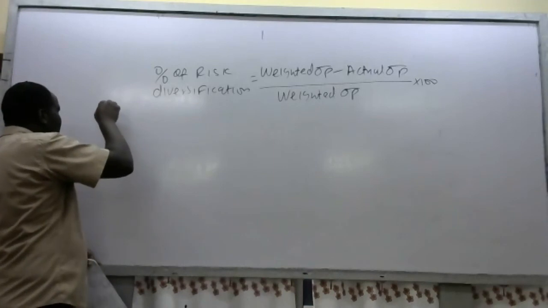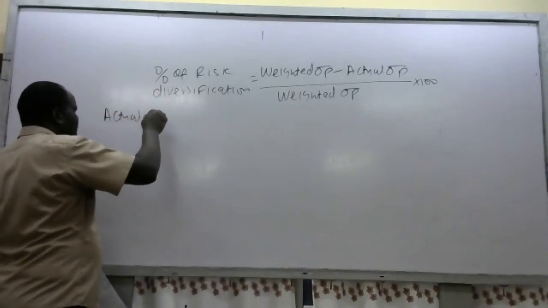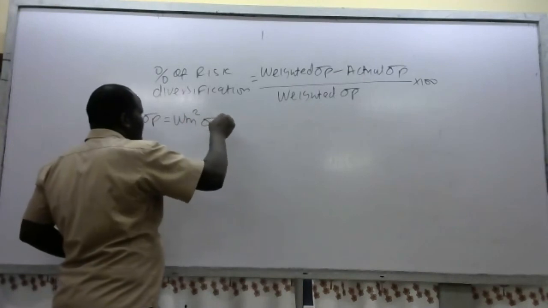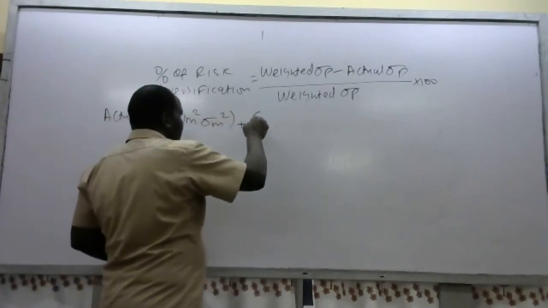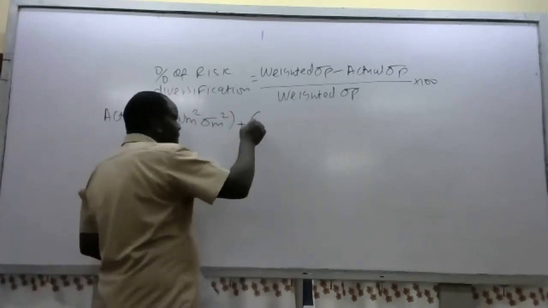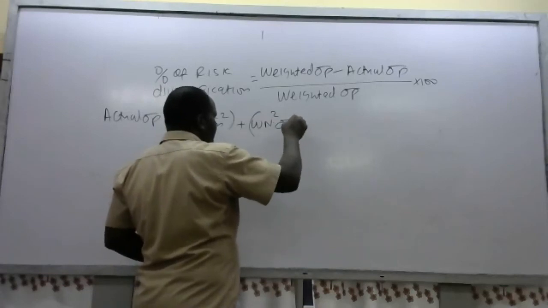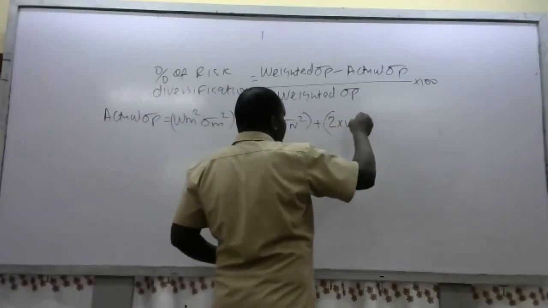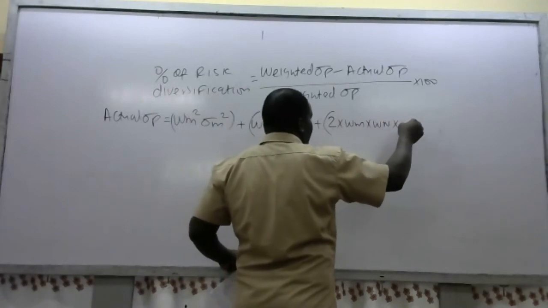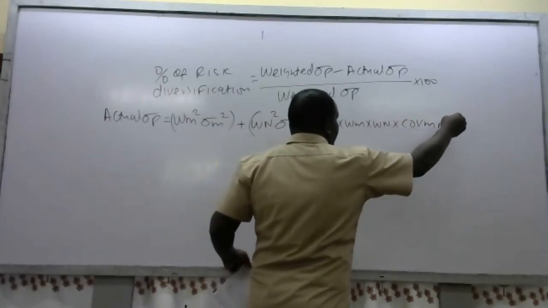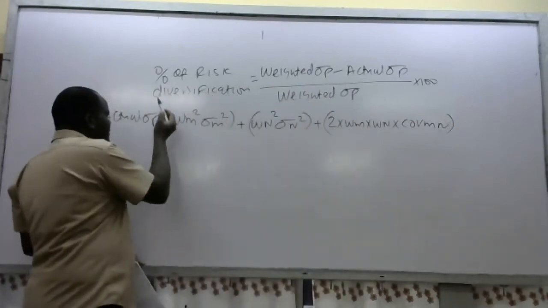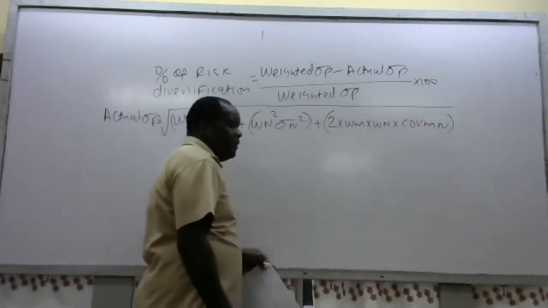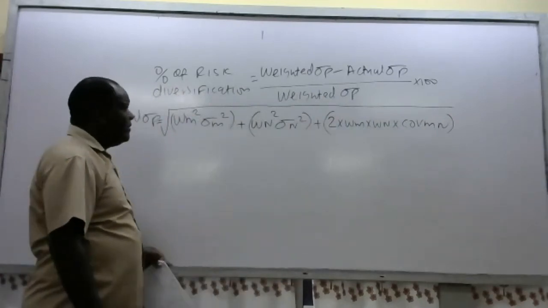So for the actual standard deviation of the portfolio, you simply get the weight of M squared times the variance of M. You add the weight of N squared times the variance of N. We also add 2 multiplied by the weight of M, the weight of N, and the covariance between M and N. Then we get the square root of that.